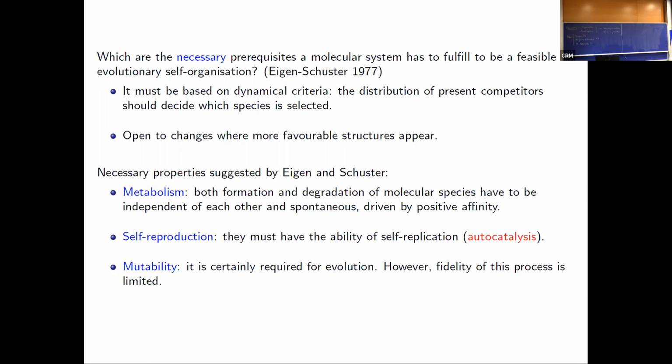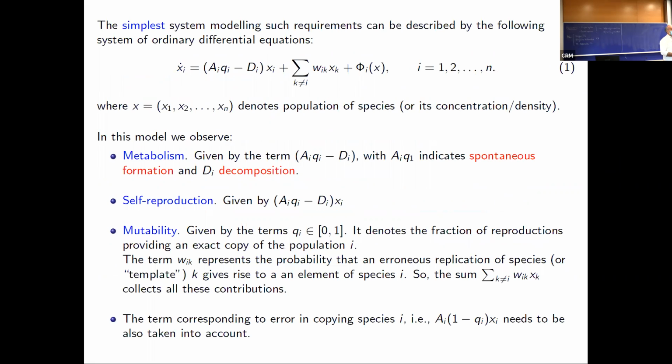So if you want the simplest possible model having these characteristics, the one that they suggested was this one here. The first part is a_i Q_i minus d_i. So let me write it here. This is very theoretical, but it's just the idea. I will enter into the details later. Okay, then you have a sum of these elements.